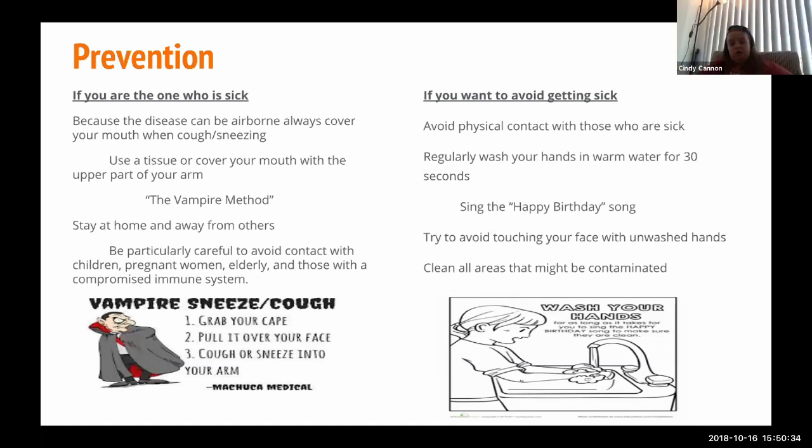Studies do show that washing your hands with just warm water will actually kill more germs than washing your hands with cold water and soap. You want to avoid touching your face with unwashed hands as long as you can. And make sure to clean all areas that might be contaminated by someone who's sick: countertops, doorknobs, phones, remotes, just anything that they would touch consistently with their hands.